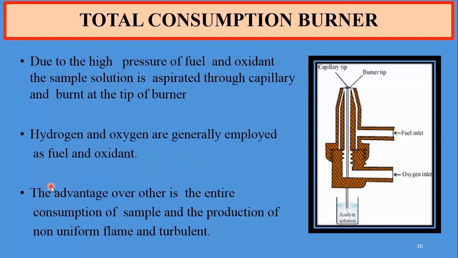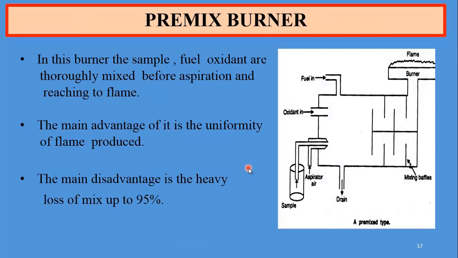Second one is the total consumption burner. Due to the high pressure of fuel and oxidant, the sample solution is aspirated through a capillary and burnt at the tip of the burner. So this is the oxygen and fuel. Both go with the sample to be analyzed. So it will convert all the sample at the top of the burner tip where it is atomized. Hydrogen and oxygen are generally employed as fuel and oxidant. The advantage is the entire consumption of the sample; the disadvantage is the production of a non-uniform and turbulent flame in the total consumption burner.